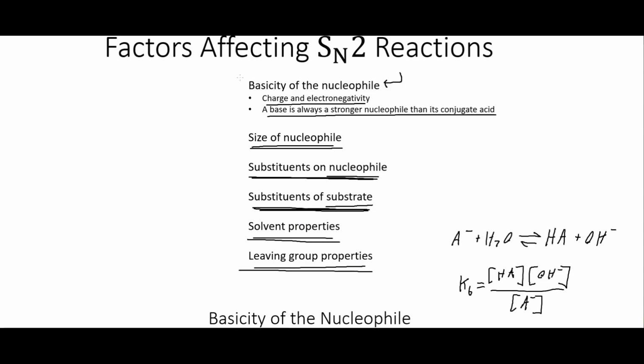But anyway, these are the things that are going to affect these SN2 reactions here: the properties of the nucleophile, the properties of the substrate, the properties of the solvent, and the leaving group properties on the substrate.